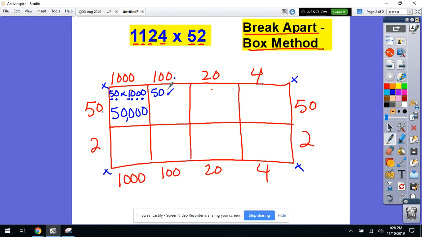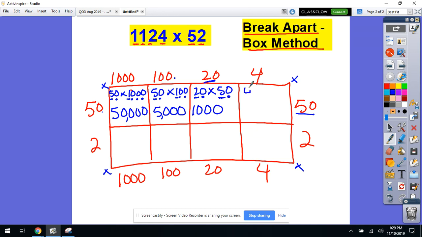Now this next box, we're going to take 100 times 50, or 50 times 100. Well, 5 times 1, that's 5. How many zeros we got? 1, 2, 3. That's 5,000. Okay. Now this next one, let's do our 20 times 50. Well, what's 2 times 5? 2 times 5 is 10. How many zeros we got now? 1, 2. That's 1,000.